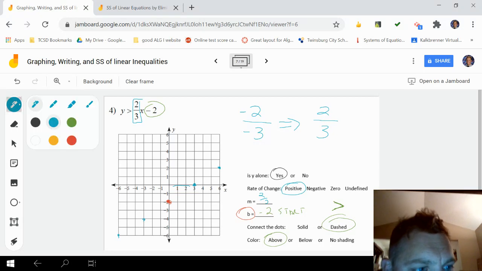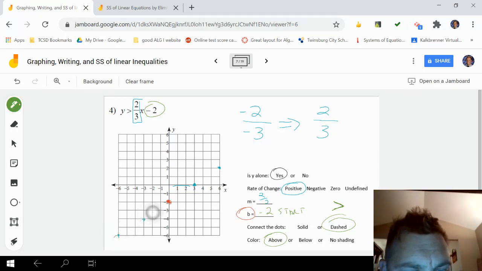My dashed line, so I'm going to connect these with a dashed line as well as I can with this pen. I don't know what it's going to look like. All right, you can't really see that, so I'm just going to try to make it as straight as possible. That is a dashed line, and then we're shading above.